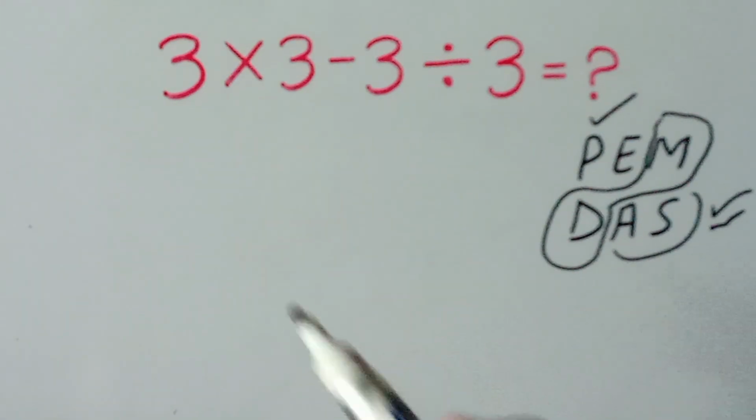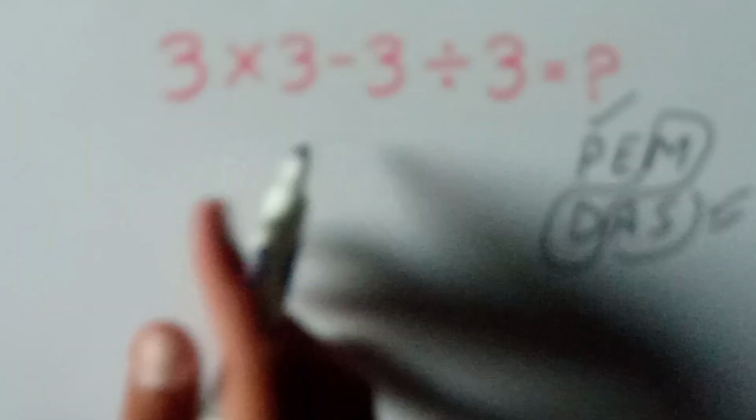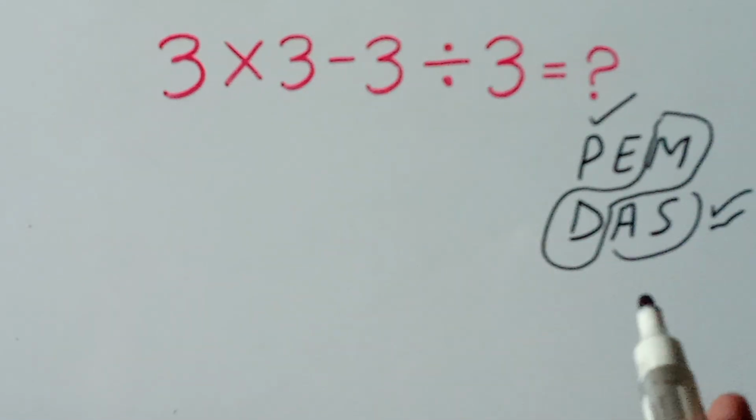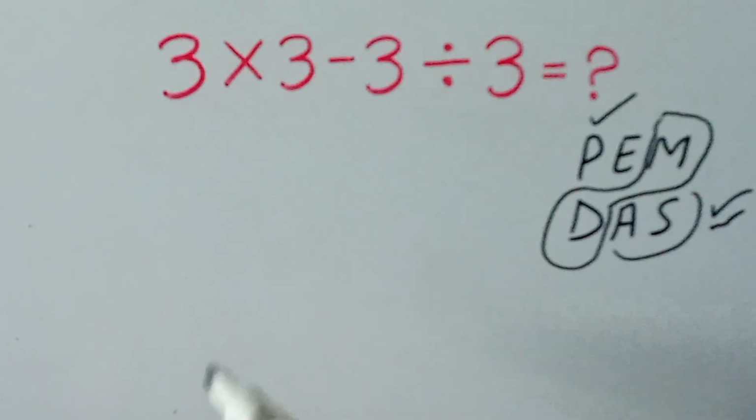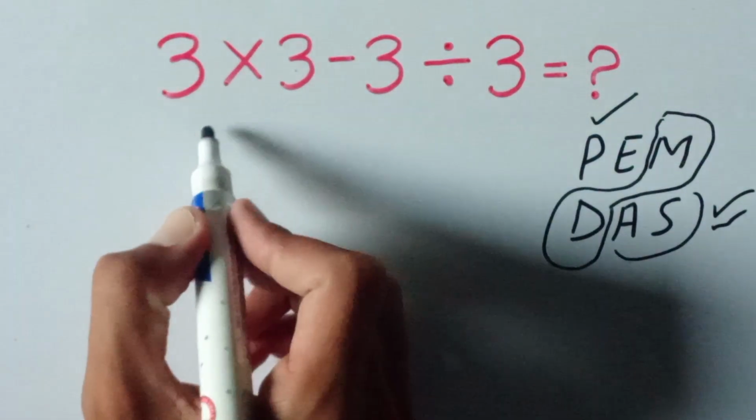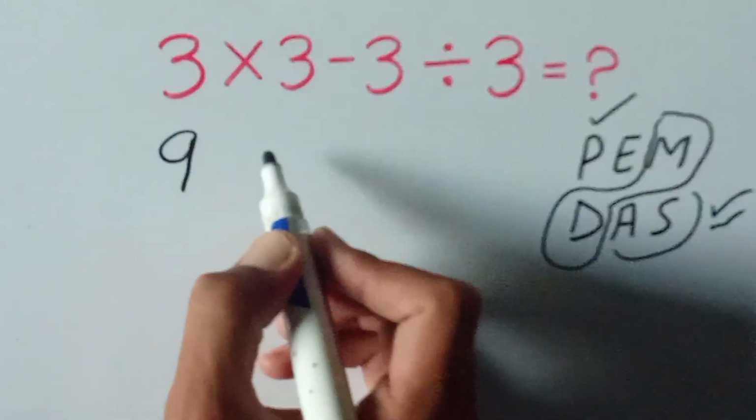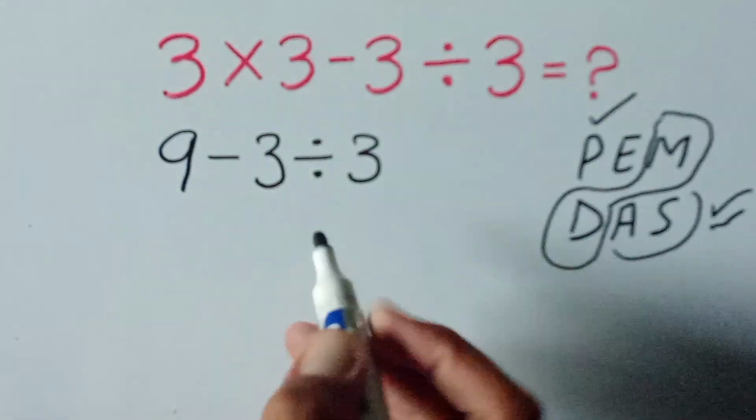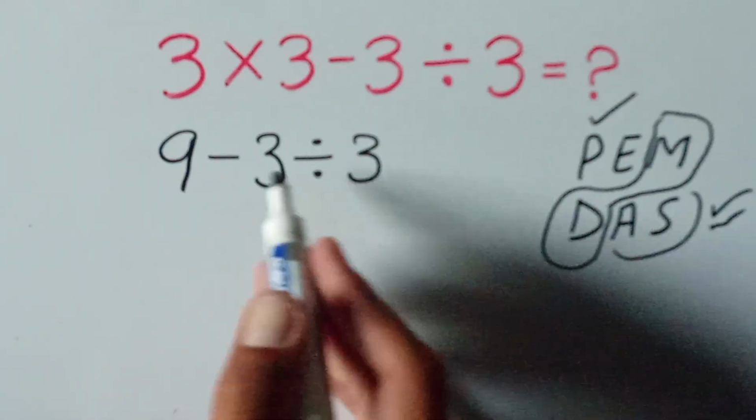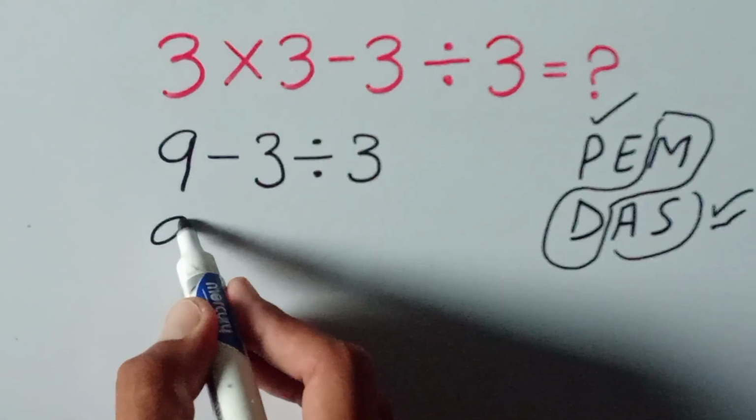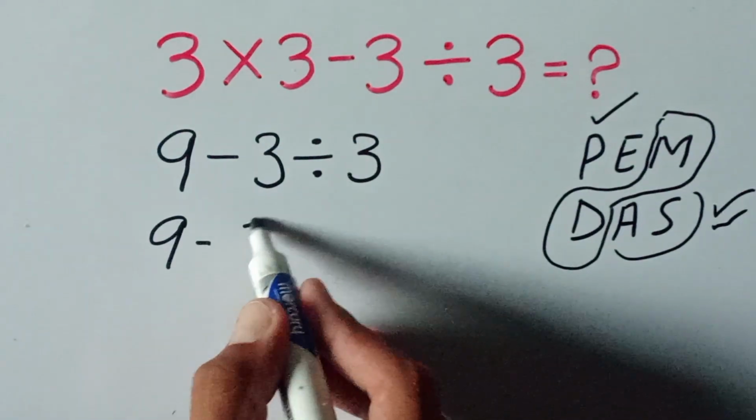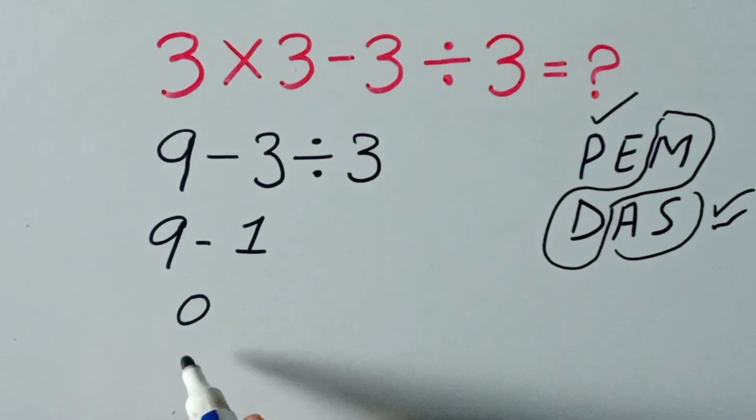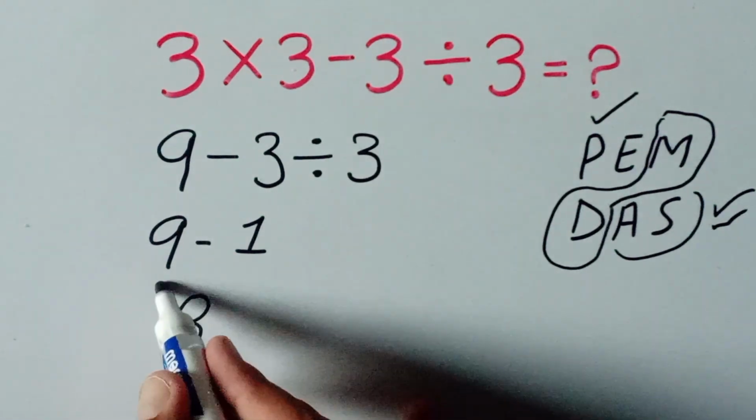So here in this case, firstly we solve multiplication, because in PEMDAS multiplication and division have equal priority, and we have to go from left to right. So 3 multiplied by 3 equals 9, minus 3 divided by 3. Here, division has higher priority than subtraction. So 9 minus 3 divided by 3: 3 divided by 3 equals 1. 9 minus 1 equals 8. Guys, this is the final answer of this expression.